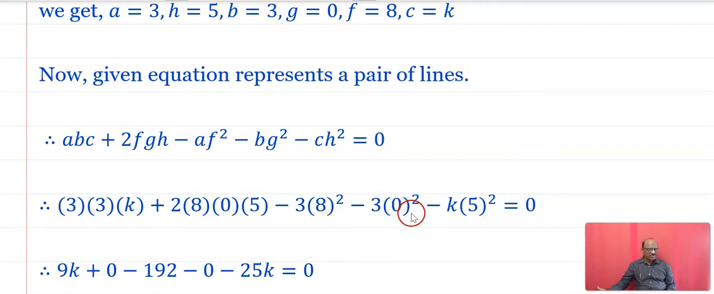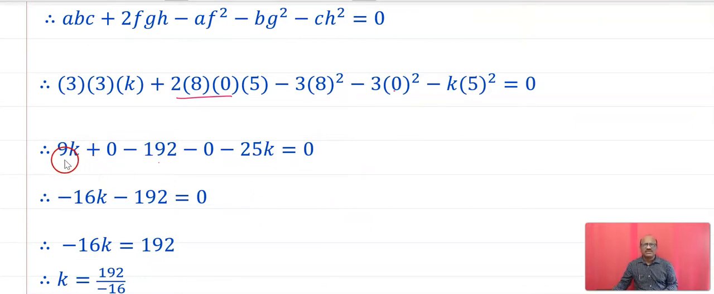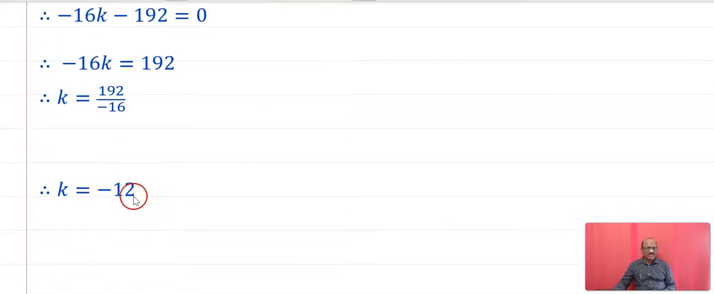Okay, this will again become 0. And the last is c, k, ch square means k 5 square. And again the simplification of this is 9k. This will become 0. And here is 64 into 3, 192. Again 0. And here you will get minus 25k is equals to 0. Again, if you simplify this, that is 9k minus 25k. You will get minus 16k minus 192. Therefore, minus 16k is equals to 192. Therefore, k is equals to 192 upon minus 16. And hence k is equals to minus 12.